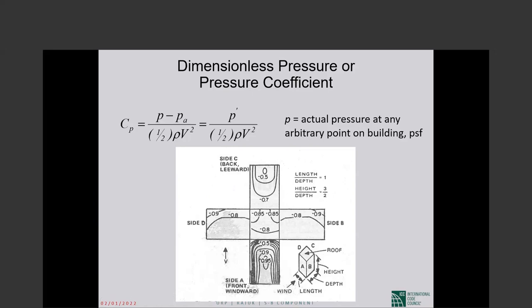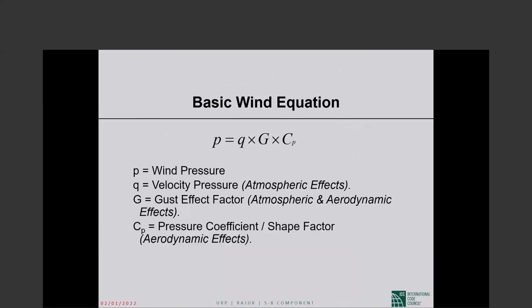And I will tell you, as complicated and sophisticated as our wind design is, we still do not account for this point by point variation of wind. The entire windward face is designed for a C sub P of plus 0.8, one value. That's where we are at, as you will see on subsequent slides.